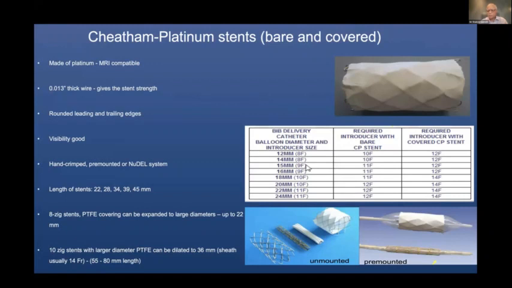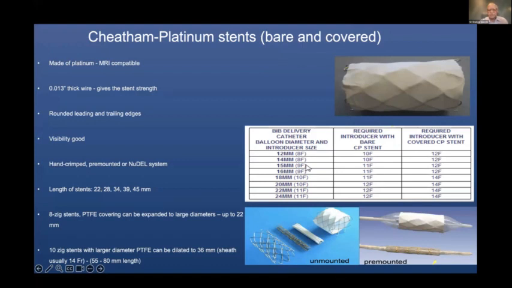CP stents, well, they're available and have been available for quite a long time. They're made of platinum and therefore they're MRI compatible. They have very nice rounded edges rather than sharp edges, and therefore less likelihood of balloon perforation. They're either unmounted and therefore hand gripped or pre-mounted, depending on what your requirements are. They come in different lengths from 22 millimeters up to 45 millimeters.